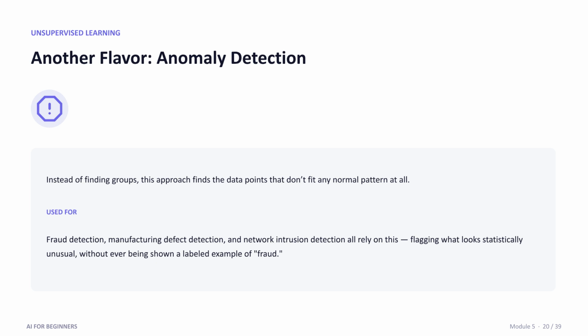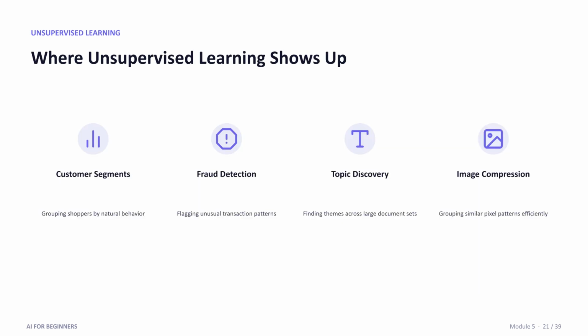Another important flavor is anomaly detection. Instead of finding groups, the algorithm identifies data points that don't fit any normal pattern. This is vital for tasks like fraud or network intrusion detection, where the model flags unusual behavior without ever being explicitly shown a labeled example of fraud. Unsupervised learning appears in many places.